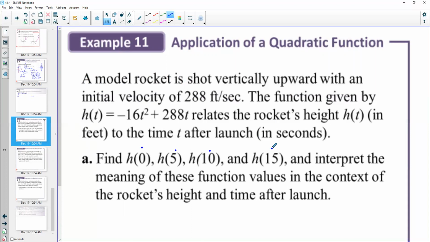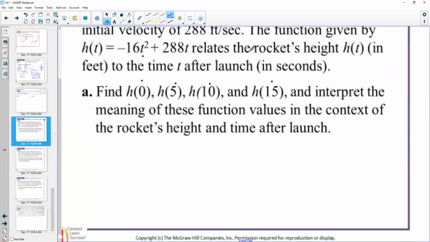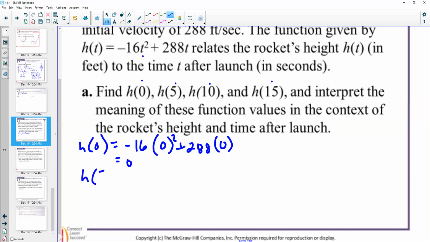So all it means when you see h of 0, h of 5, h of 10, h of 15, is that you're going to put 0, 5, 10, 15, whatever, into the equation. So when I find h of 0, I'm going to do this. Negative 16 times 0 squared plus 288 times 0. Well, that whole thing equals 0. So at time 0, it's on the ground. It's got no height.